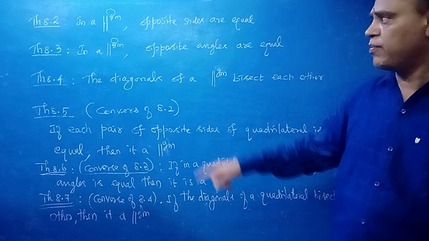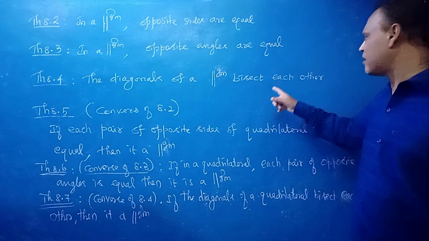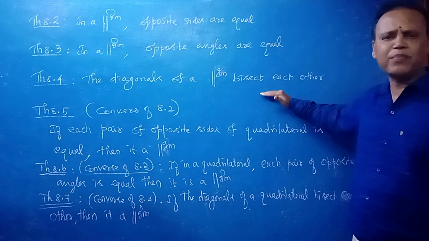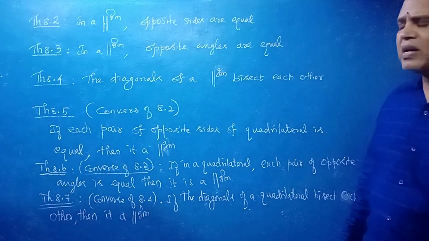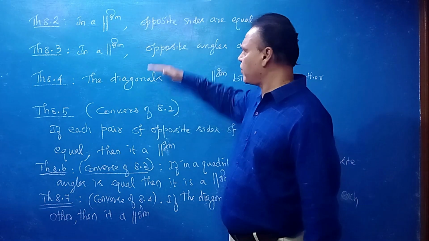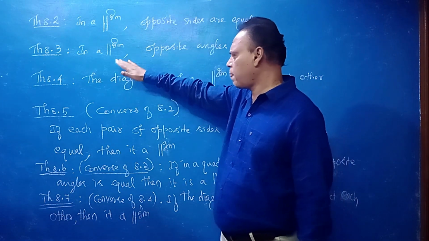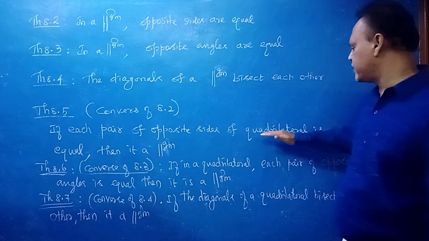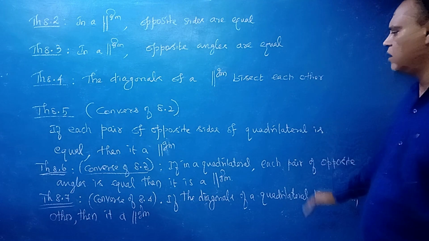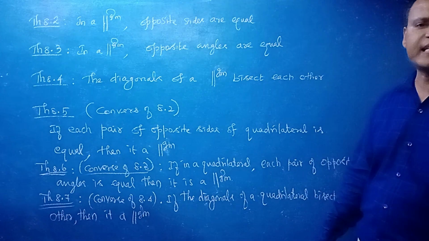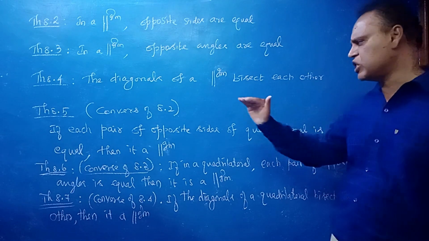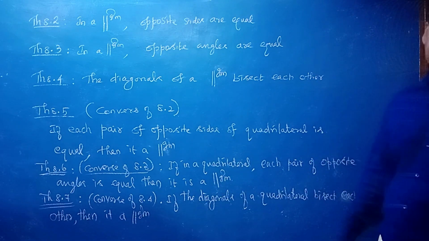Clear? Theorem 8.4. The diagonals of a parallelogram bisect each other. This is a very important property. Then theorem 8.5, converse of 8.2. Just reverse. If each pair of opposite sides of a quadrilateral is equal, then it is a parallelogram.